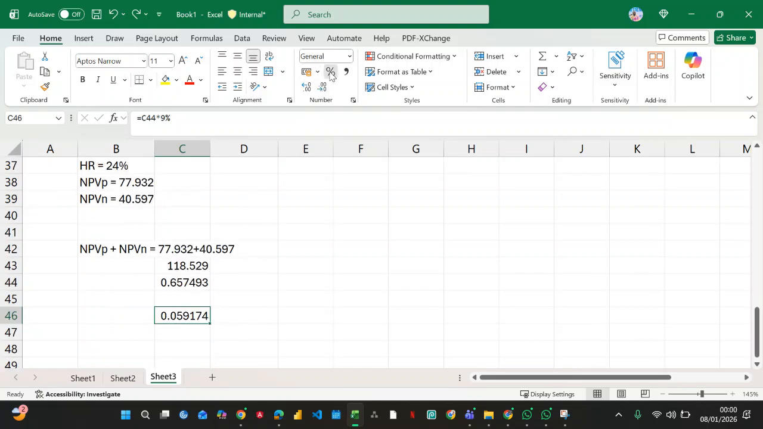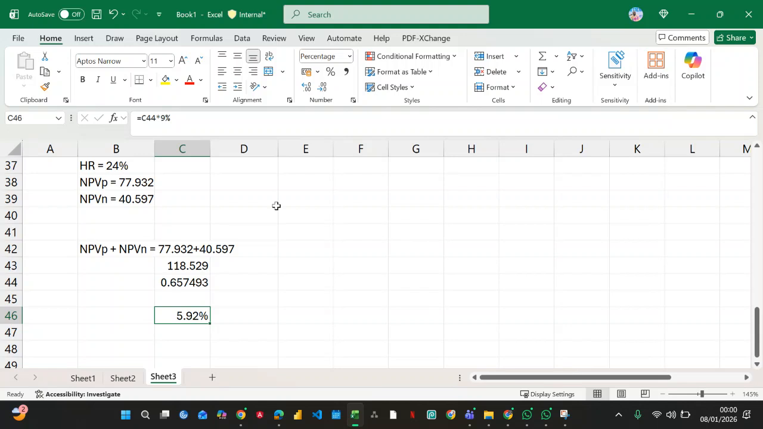What do you have? That thing is still in percentage. This is in percentage, exactly. So you have 0.65749 multiplied by 9. 9 is in percentage, that means this value has to be converted to percentage. So I'm getting 5.9174. Then convert it to percentage. You now have what? Maybe 5.9%. No, 5.92%.